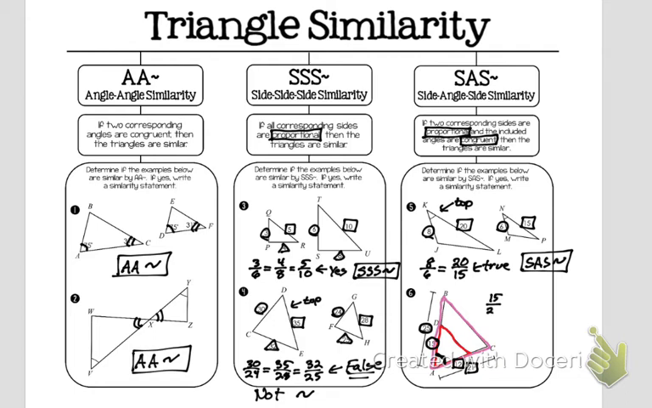So I can do 15 over 25 equals 12 over 21. Do those look equal to each other? Nah. That's nope. So these are not similar.